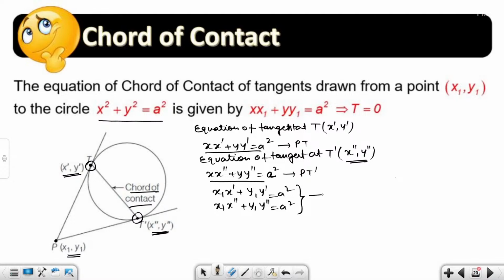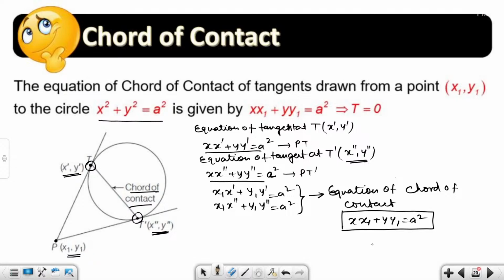So, simply by observing these two equations, can we write that the equation of the chord of contact is nothing but x x1 plus y y1 equals a square? Why is it so? Because as I told you, the chord of contact is going to pass through two points T and T dash, so it must satisfy that. Now in place of x and y, if I put x dash, y dash, you see this condition will be satisfied. Why? Because it has already been given here.